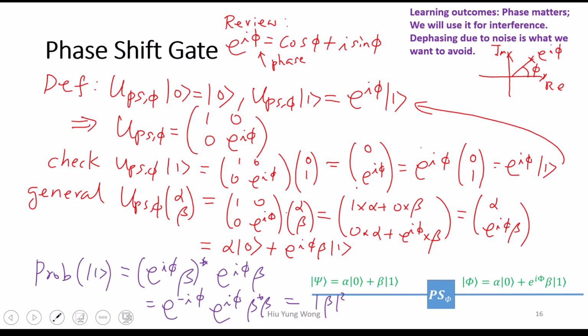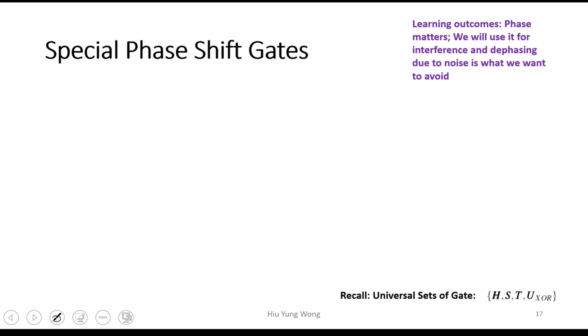Okay? So this is the phase shift gate. This is a general phase shift gate. There are some special phase shift gates you will see very often. The first one, phase shift gate with phi equal to pi. So what is that? 1, 0, 0, e^{i pi}. Again, I only do it one time, go back to do it yourself. Cosine pi plus i sine pi, right?